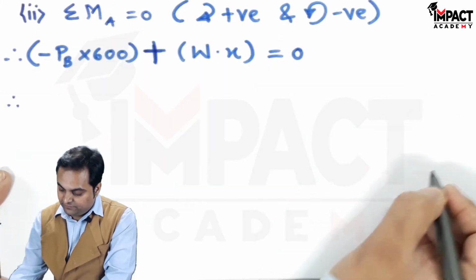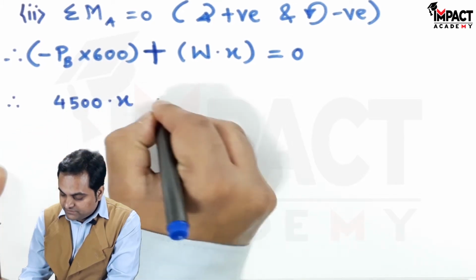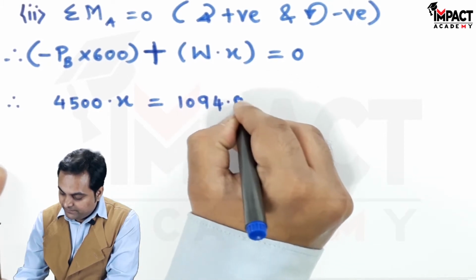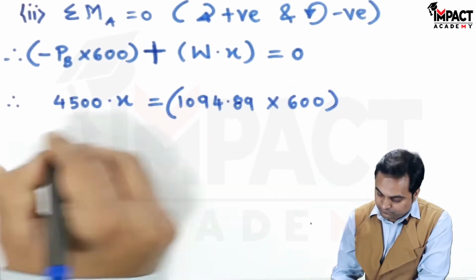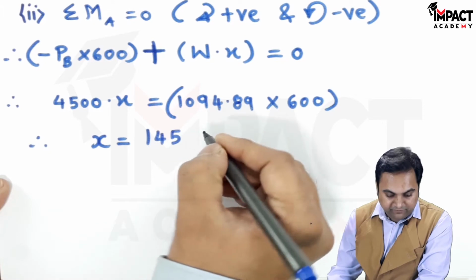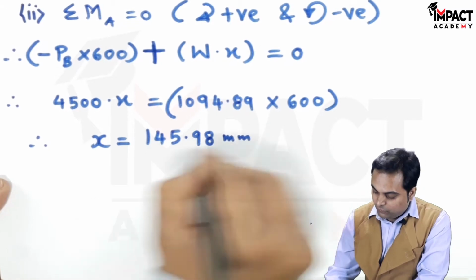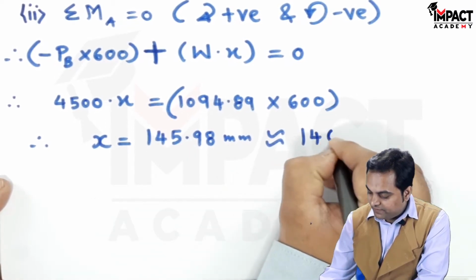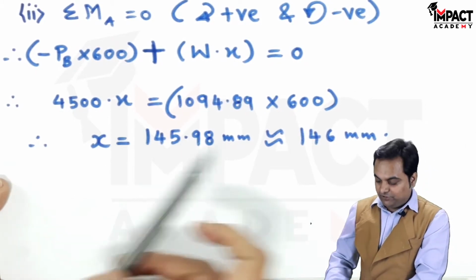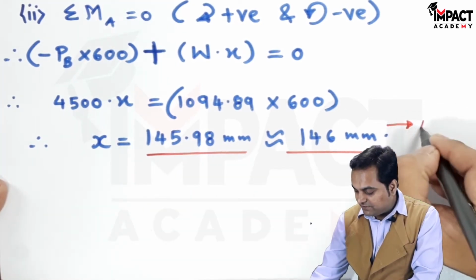So here I would be putting the values. Minus PB into 600 would go on to the other side. W value is 4500 into X, and PB value is 1094.89 into 600. So from this, I am getting the answer of X, and it is 145.98 mm. So very close to 146 mm, approximately equal. So the load should be placed at a distance of 146 mm from point A, or from the left hand side. That's the first answer.